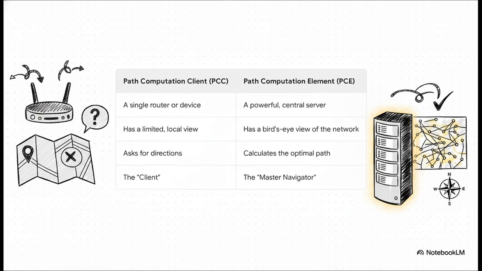On the other side, we have the Path Computation Element, or PCE. This is our master navigator. It's a powerful central server with the complete map, all the live traffic reports, and the brain power to calculate the perfect route. The PCC asks the questions, and the PCE finds the answers.